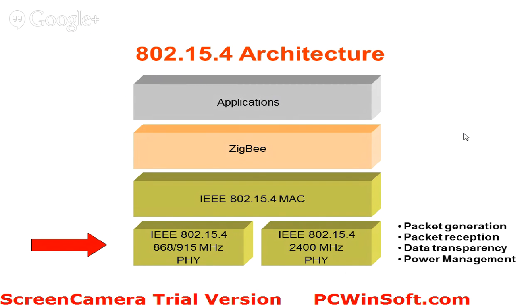Now, as we discussed yesterday, the PHY layer is basically further subdivided into two radios. One is meant for the 868 and 915 megahertz bands, and the other is made for the 2400 megahertz band. The actual hardware, the packet generation, reception, data transparency for those devices, and the power management functions are performed at the physical level.